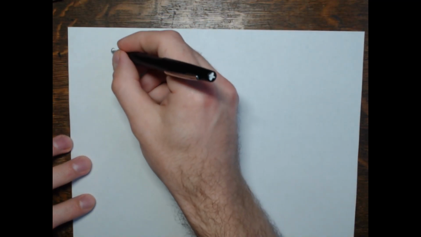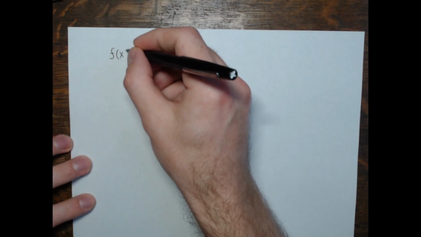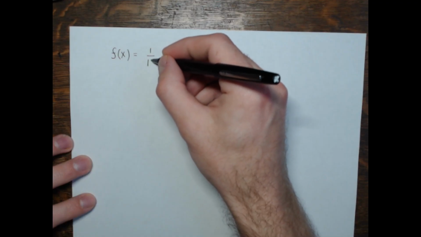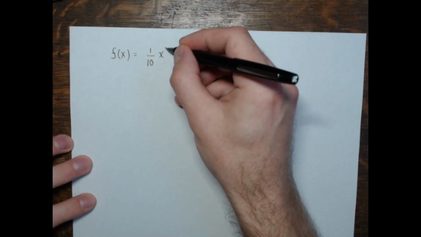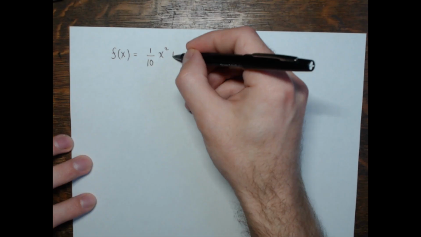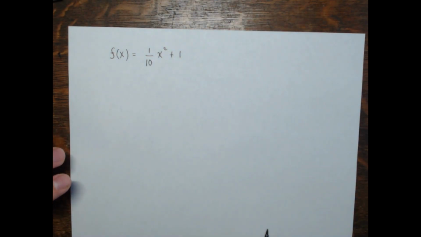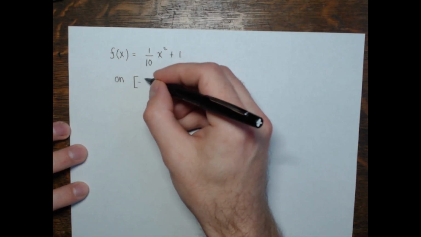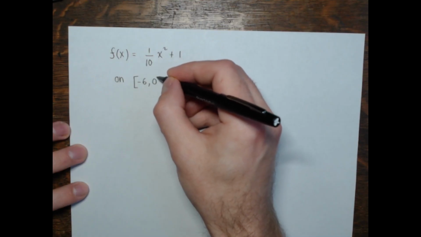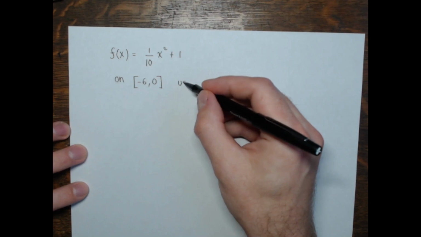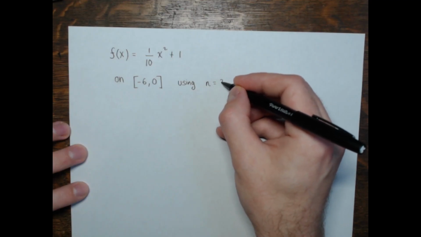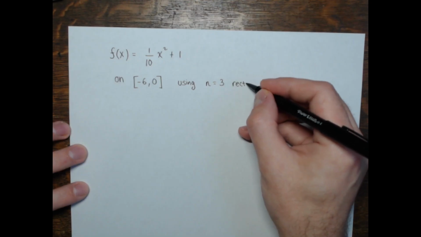So the function we're given is 1/10 times x squared, or x squared divided by 10, plus 1. And we're on the interval from -6 to 0. And we're asked to do this using 3 rectangles, right? N equals 3 rectangles.